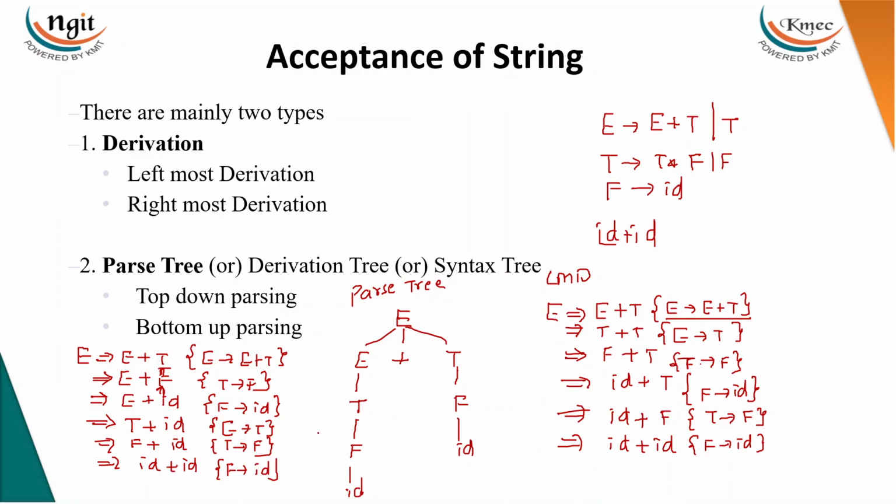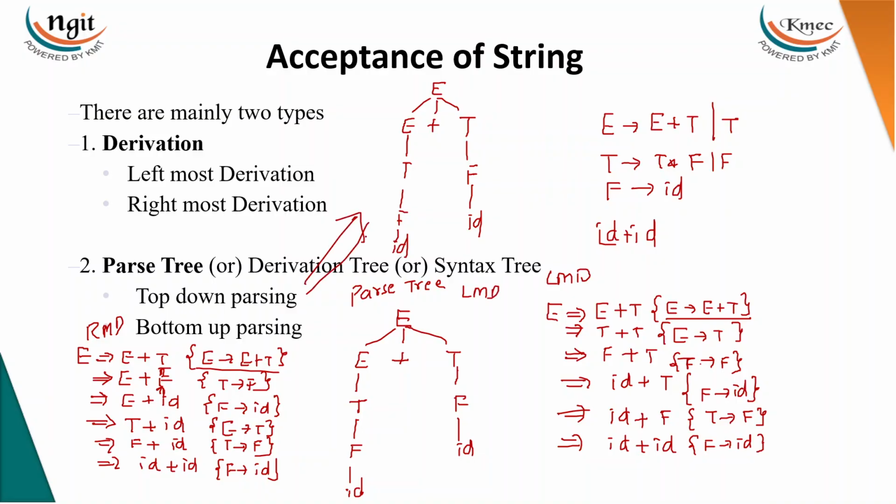Now if you construct the parse tree for this rightmost derivation, then you'll get the same one. If you want, you try it. First, E tends to E plus T. Next one, T tends to F. Third one, F tends to id. Fourth one, E tends to T. Fifth one, T tends to F, F tends to id.